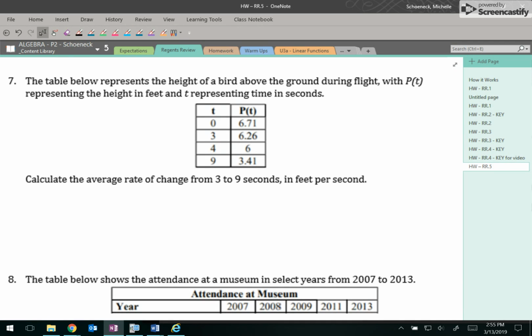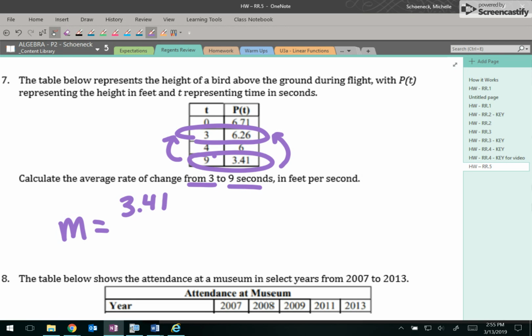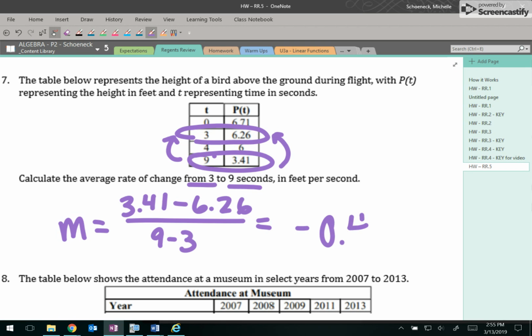Okay, number 7. The table below represents the height of a bird above ground during flight. Calculate the average rate of change from 3 to 9 seconds. So this point and this point, and we are trying to find the slope. So we are going to subtract: 3.41 minus 6.26 over 9 minus 3. We type that all into our calculator, and we get negative 0.475 feet per second.